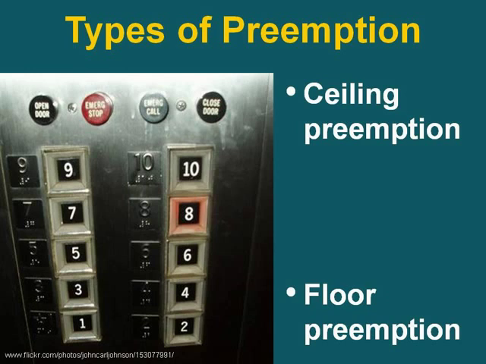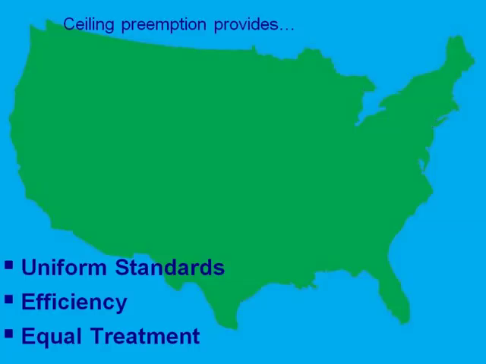What are some of the advantages and disadvantages of each? Well, ceiling preemption, which is typically what we think about when we think about preemption, covers a wide range of people because it covers the entire jurisdiction, whether it's a federal law covering the entire nation or a state law covering the entire state, and it provides uniform standards for all of those people who are covered by the law.